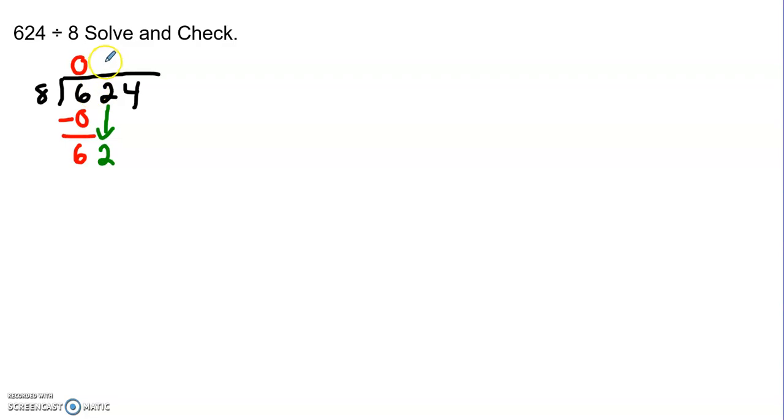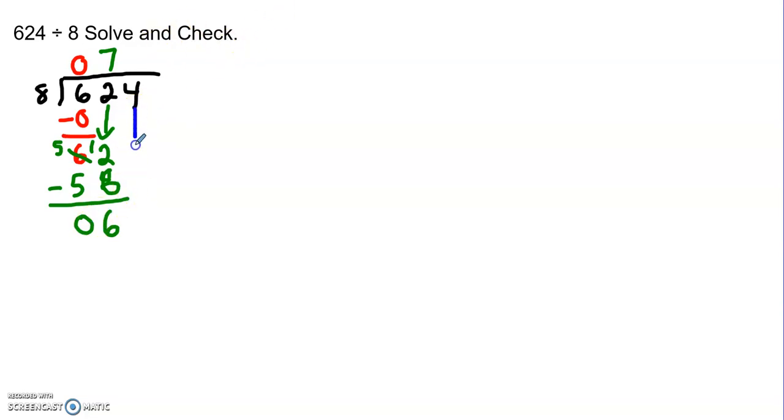And I know from my multiplication facts that 8 times 7 is 56 and 8 times 8 is 64. Since 64 is larger than 62, I must use the 7. So I'm going to put a 7 above the 2. 8 times 7 is 56. So I'm going to write the 56 here, right? So the 6 becomes a 5 and the 2 becomes a 12. 12 minus 6 gives me 6. 5 minus 5 is 0. So now I have the remainder of 6.